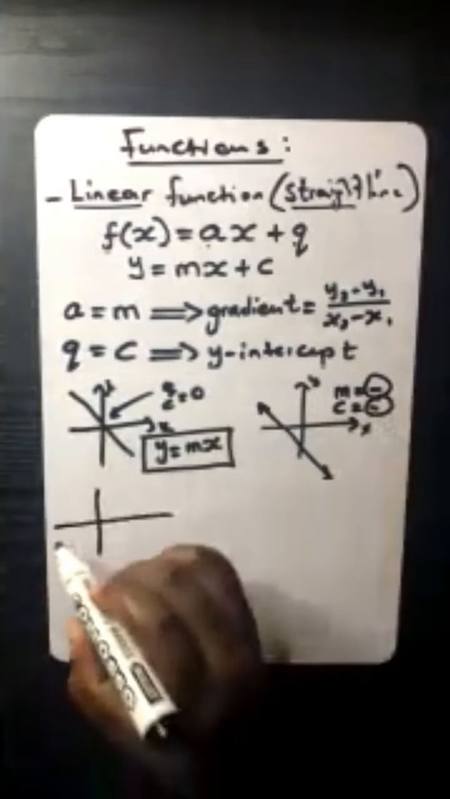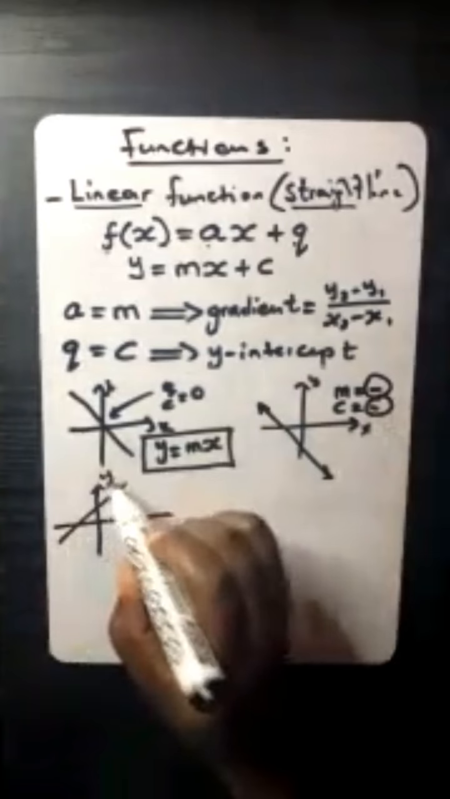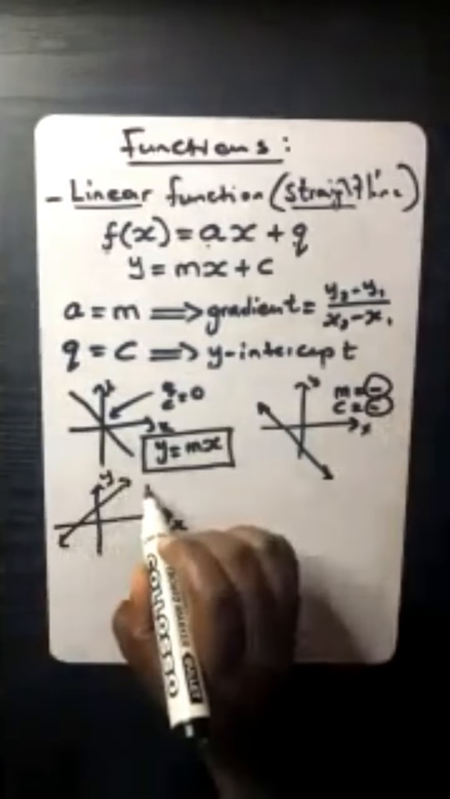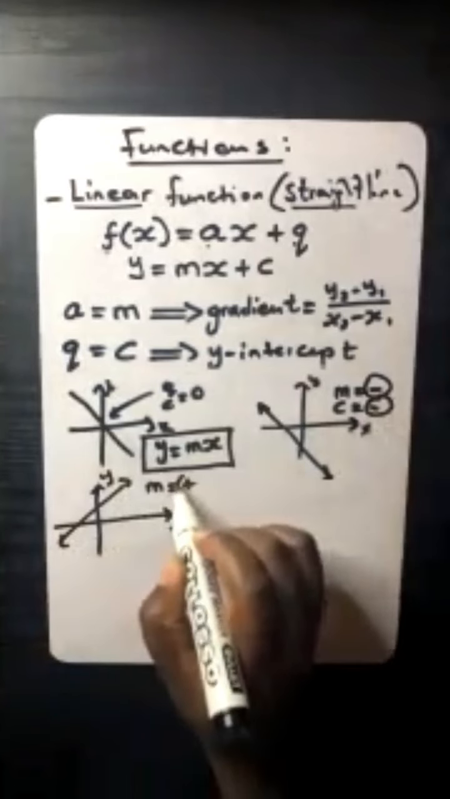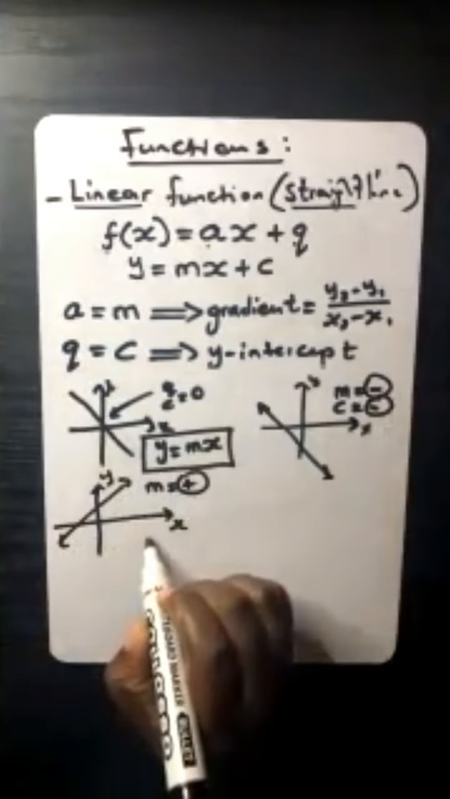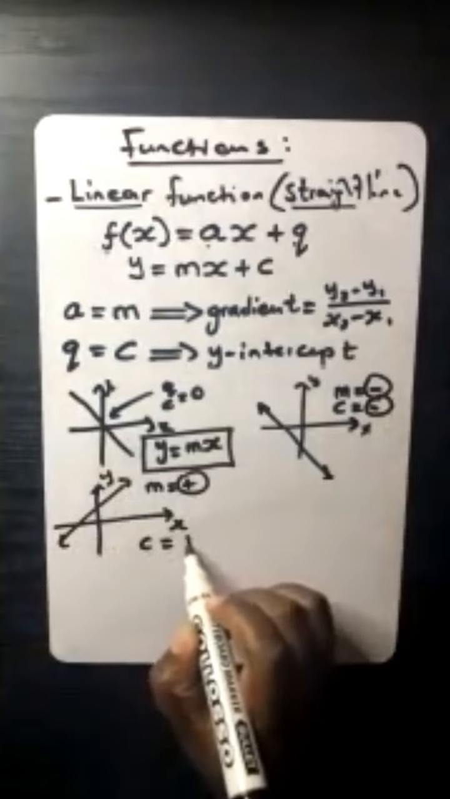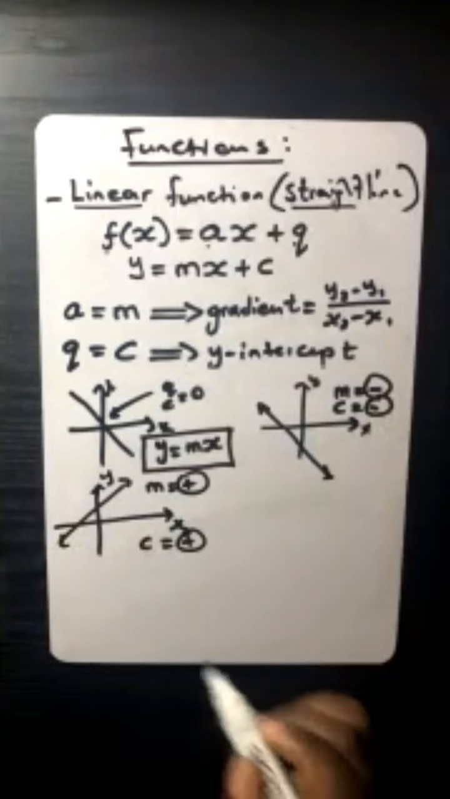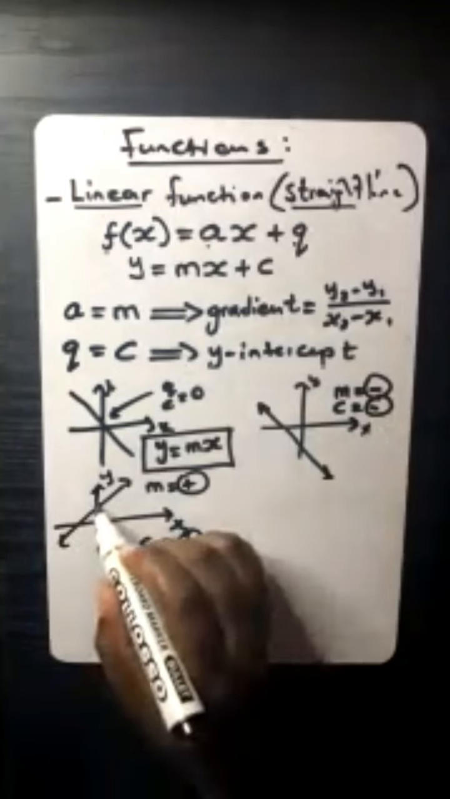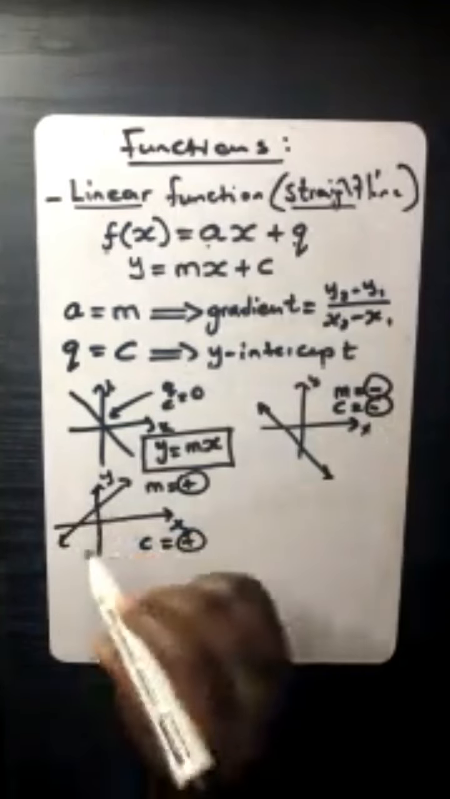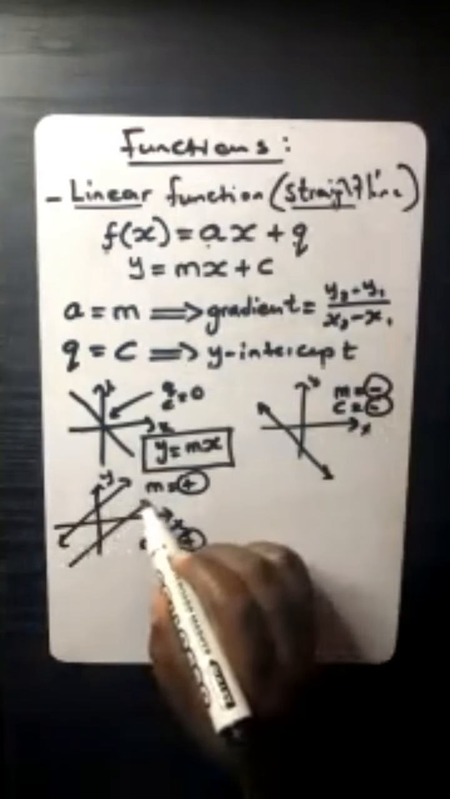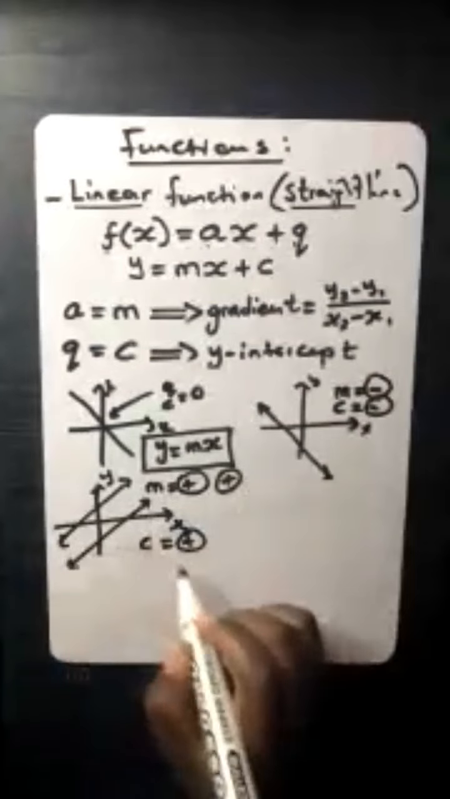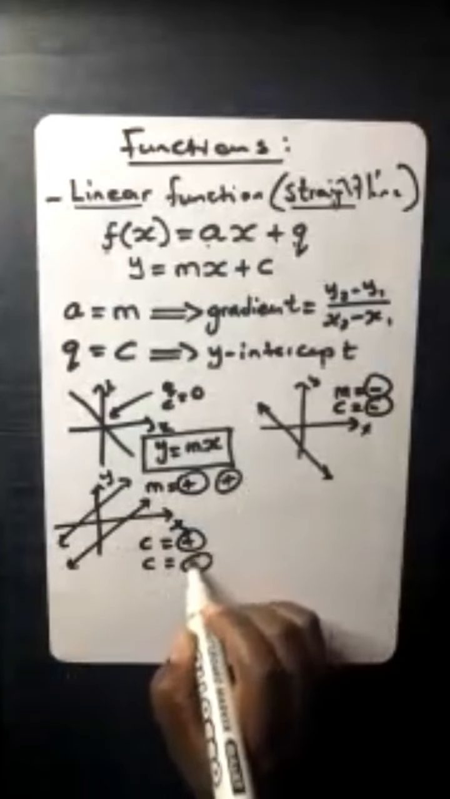And again, for a situation, maybe when we have this x-axis, and then this is a straight line. In this case, the M is a positive gradient. And in terms of the C, it's going to be a positive C, because the y-intercept is above the origin. For that one, you are still going to have a positive gradient, but in terms of your C, it's going to be negative.